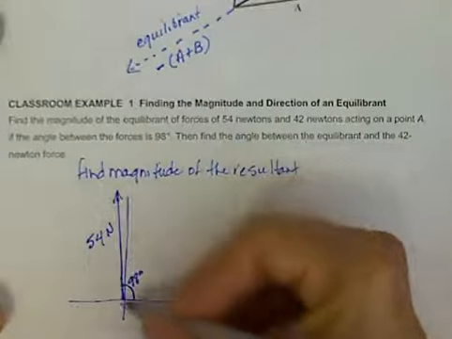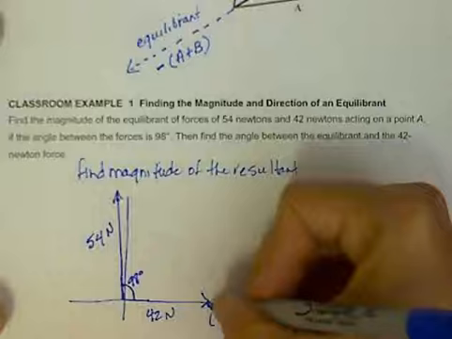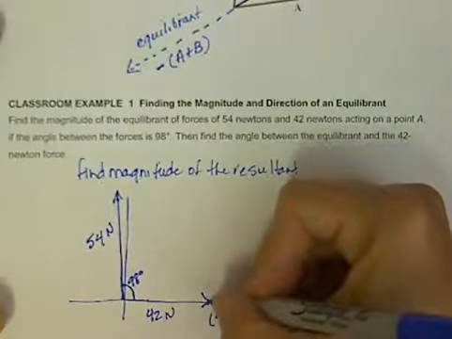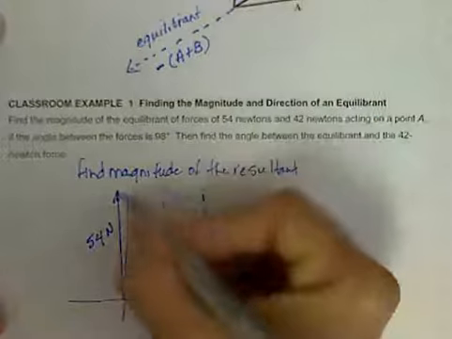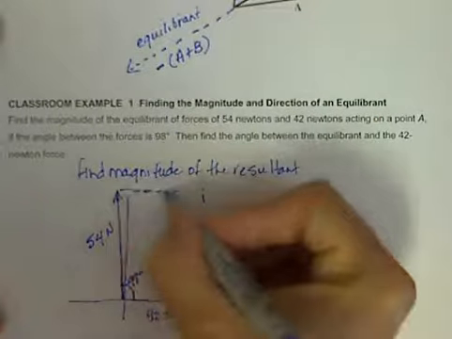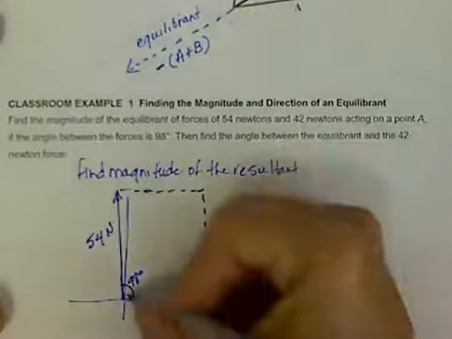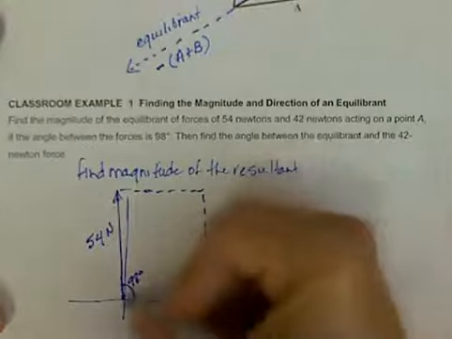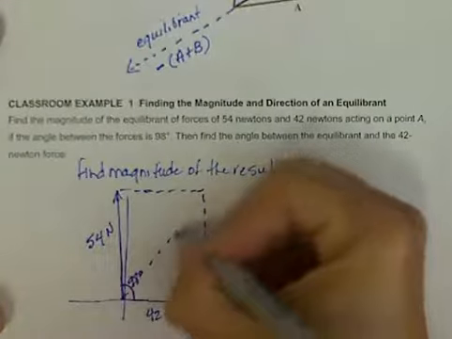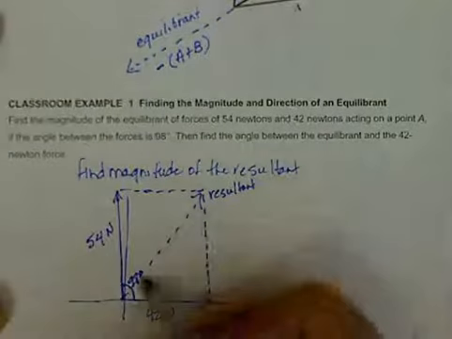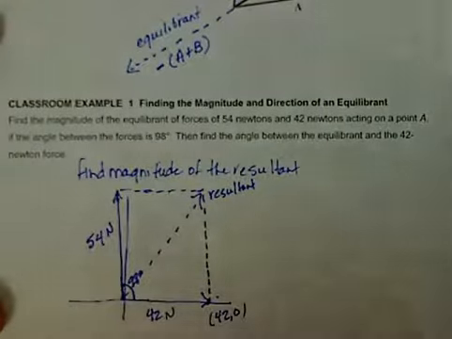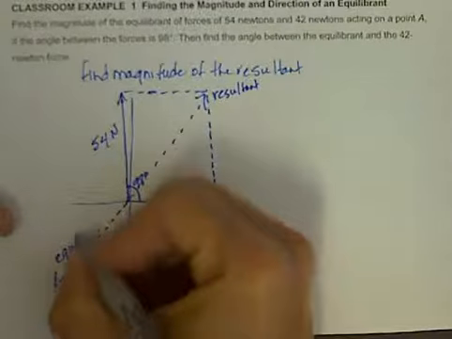It's because I've started both of these vectors from the same point. I'm going to go ahead and draw the parallelogram. My resultant vector would be the diagonal of my parallelogram. What I really want to look at is my equilibrant, so it's going to be this vector flipped around. So here's my equilibrant vector over here.